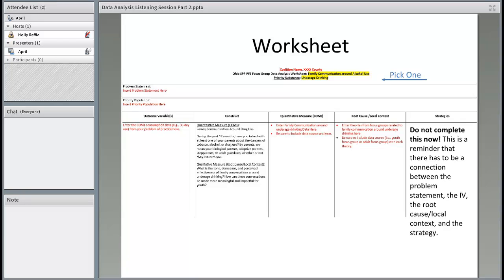Pick your priority substance. There will be a worksheet for each intervening variable. So the one we're looking at here is the one for family communication around alcohol use. Again, there's 3 others for each of the intervening variables. You want to insert your problem statement here that you can fill out for each problem, as well as your priority population. And both of these should come directly from the problem of practice report that you submitted previously.